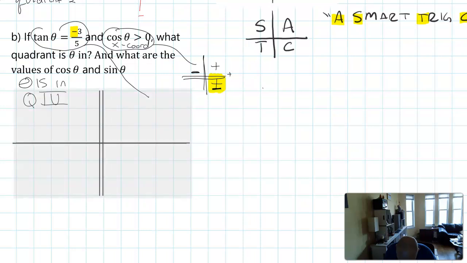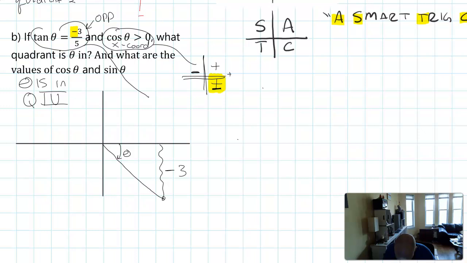So we'll get out here, draw a quadrant 4 angle. And I'm not going to try to draw anything to scale right now. I'm just going to draw angle theta. We can mark that in here. And we know that tangent is negative 3/5, so that means the opposite is -3 and the adjacent is 5. And like I said, I'm not even caring that I'm not to scale right now.